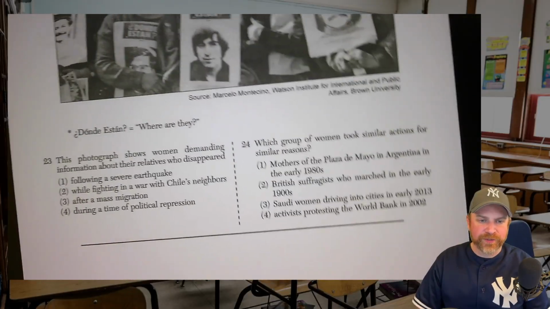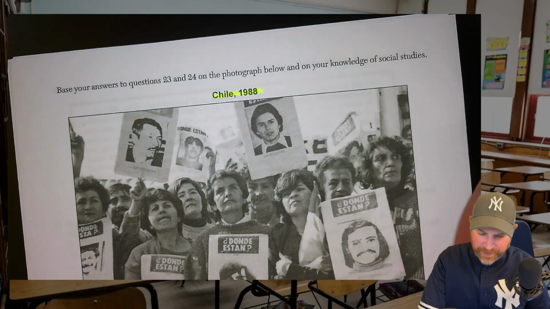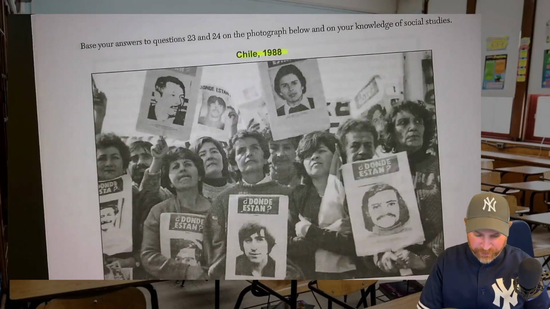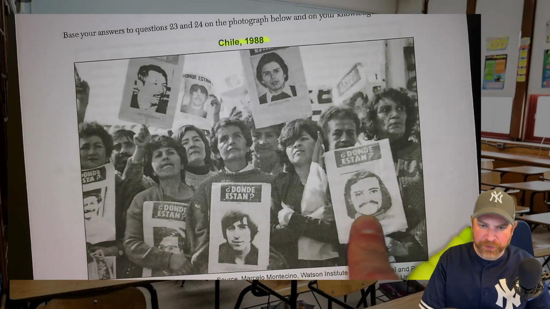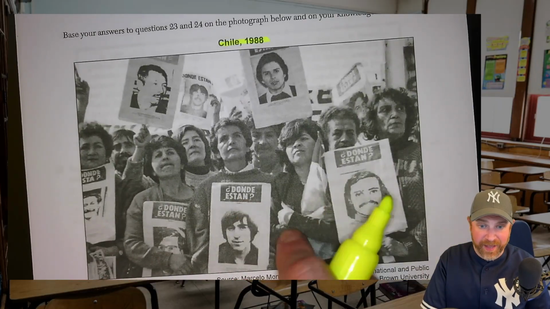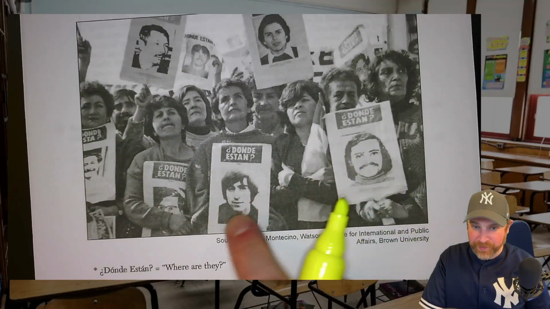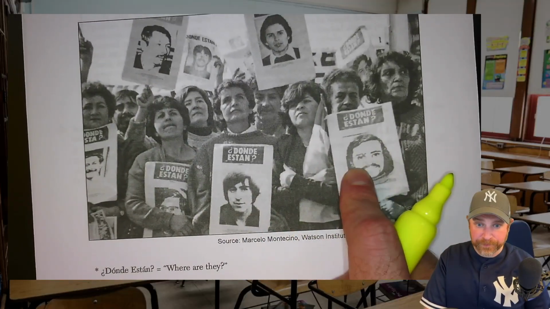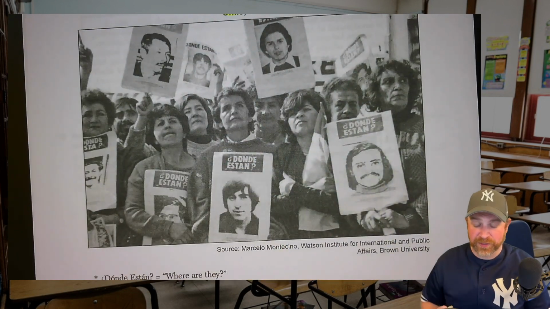Okay, so for questions 23 and 24, we've got a photograph titled Chile, 1988, right? And it says, "¿Dónde están?" Meaning, where are they? And we see people holding posters that have that phrase, "¿Dónde están?" with people on the posters, right? So I'm kind of inferring here that perhaps these people have disappeared somewhere. And these people that are in the street here with these signs are looking for these individuals. That's all we can really gather from the picture so far.